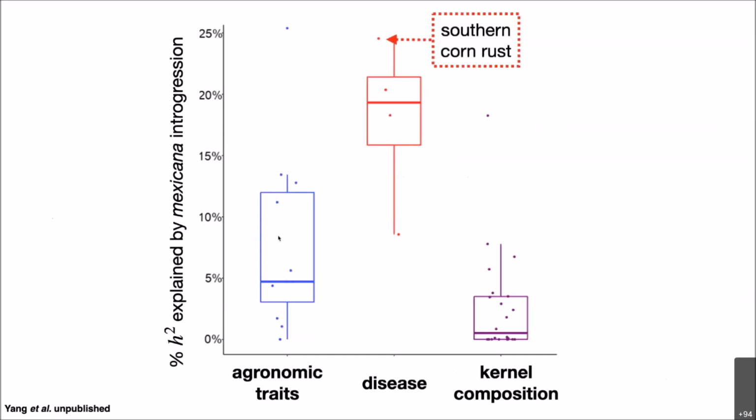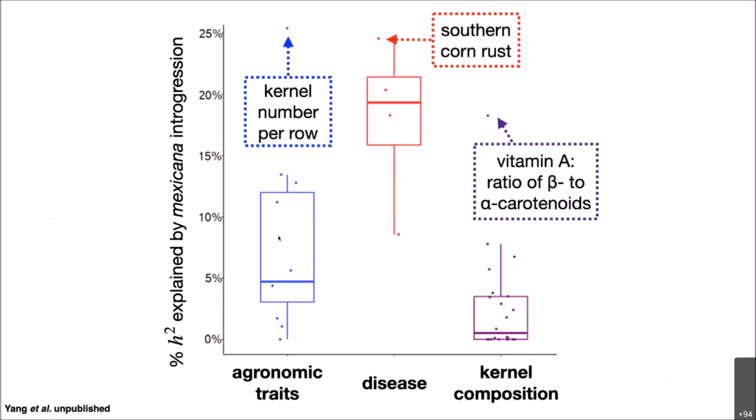And we can find some traits like resistance to southern corn rust, or kernel number per row, which is an important yield trait, or vitamin A, the ratio of beta and alpha carotenoids, where 20 to 25% of the additive genetic variance in modern inbred samples used in breeding programs is determined by Mexicana ancestry versus Parviglumis ancestry at loci across the genome, consistent with a meaningful contribution of Mexicana ancestry to phenotype, to traits relevant to modern agriculture and potentially adaptive phenotypes.